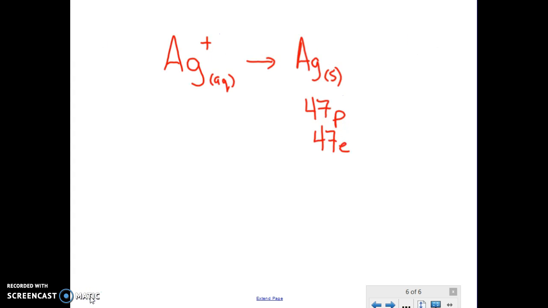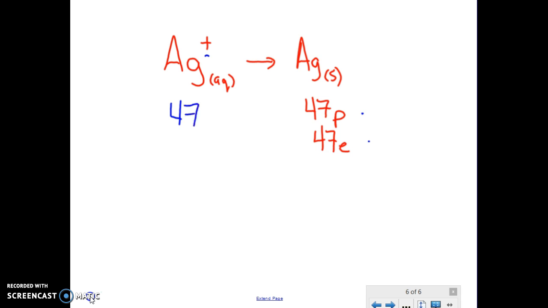We know from our overall net ionic equation that silver starts off as an ion that has a 1 positive charge. We form solid silver, which is actually the silver colored crystals that you saw collecting on the side of the copper wire. Solid silver is an atom. It has 47 protons and it has 47 electrons.